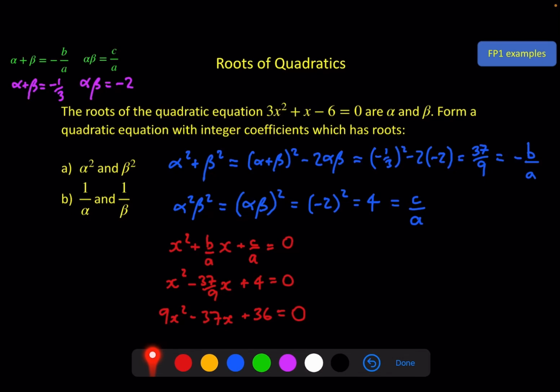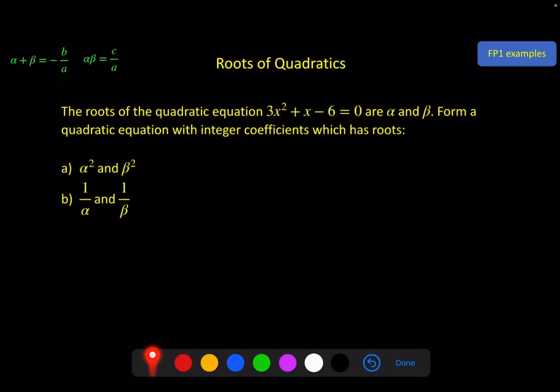So let me just clear that off and we'll go through the next one. 1 over alpha and 1 over beta. From this point on, for part B and also for both parts of the next example, it's basically exactly the same thing, just with a slightly different expression. So we've got 1 over alpha, 1 over beta. We need to find 1 over alpha plus 1 over beta, the sum of the new roots. And to do that, we need to be able to write it in terms of the sum and product of the old roots, because those are the things that we know. We still know alpha plus beta equals minus 1 over 3, and we still know alpha beta equals minus 2.